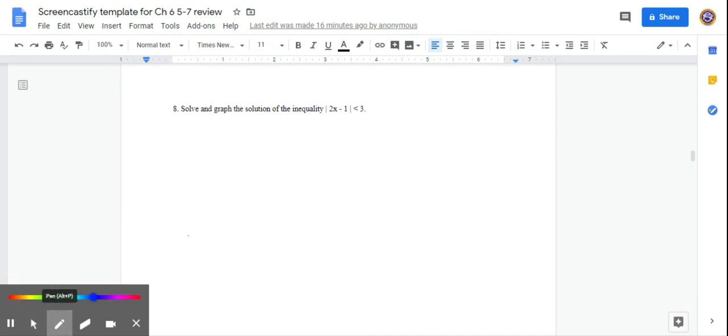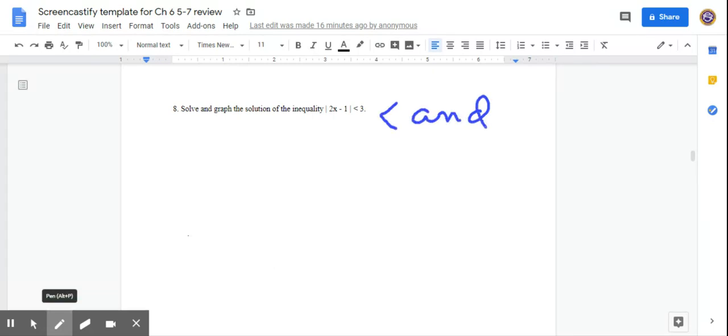All right. Number 8, solve and graph the solution. So same thing. Absolute value by itself? Yes, it is. We could actually check and see now, remember, is it an and or an or? So it's a less than, so that means it's an and. And what does that mean? That means arrows, 2 points and shade in between. Intersection, remember, intersection. All right, so now we're going to solve the absolute value inequality.